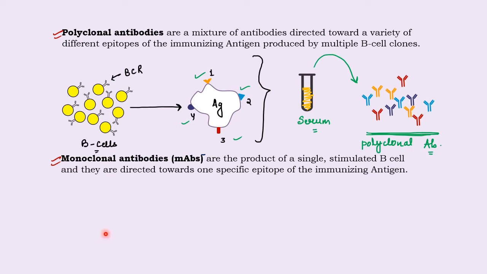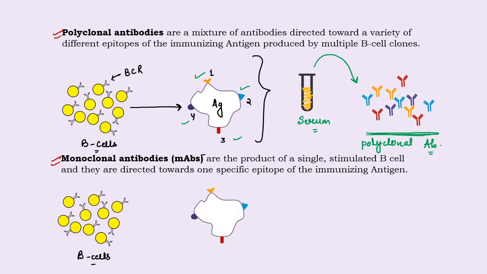Now what we do during monoclonal antibody production: suppose these are the different B cells and this antigen invaded the organism. It has 4 epitopes. The B cells will be activated against these epitopes and will form plasma cells. Now at this stage we separate all the activated plasma cells. For example, this is the plasma cell activated against epitope 1, this one against epitope 2, this one against epitope 3, and this is against epitope 4.